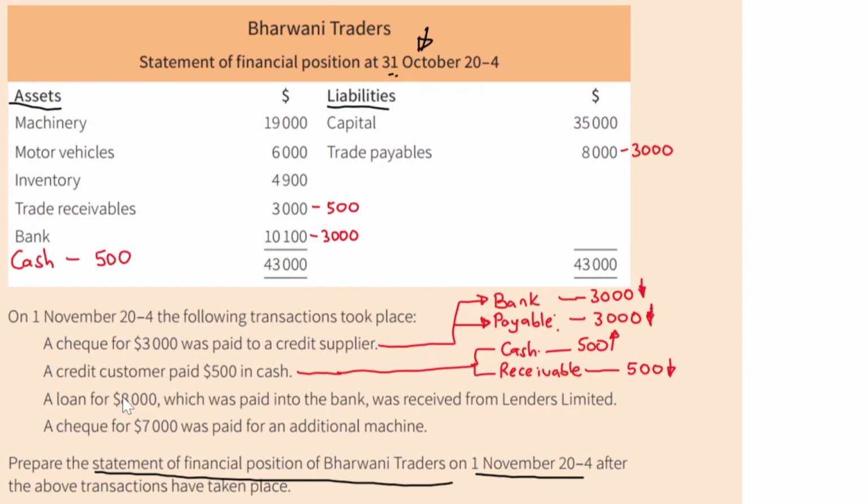Next, a loan of 8,000, which was paid into the bank, was received from Lenders Limited.